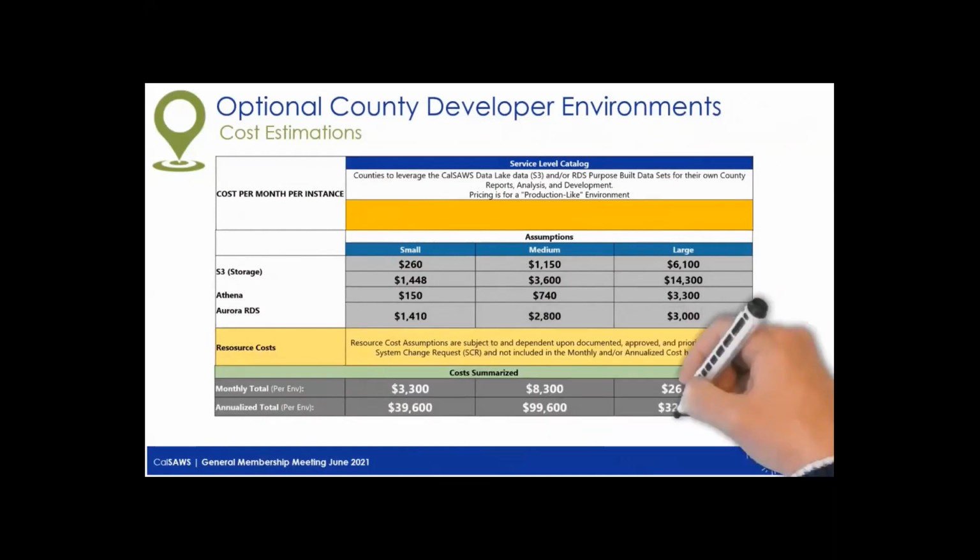Provided in this table are summaries for each sub-tier within. The sub-tiers have been priced to show solutions ranging from small to medium to large in size. These summaries show that annualized totals range from $39,600 for the small environment to $320,400 for the large environments. CalSOS is excited about offering this optional solution and looks forward to any interest.